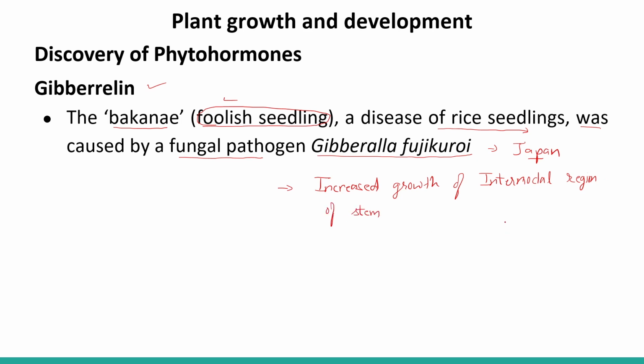If you see the structure of the stem, if this is a stem, these are the nodes. And what arises from nodes? Leaves can arise, buds can arise, branches, flowers, etc. And this region is the internode present between the nodes. So there is an increased growth of the internodal region of the stem. That's why it is known as foolish seedling disease.